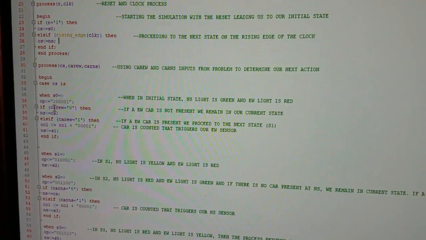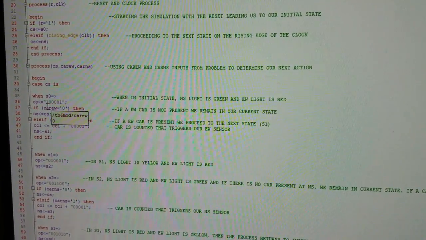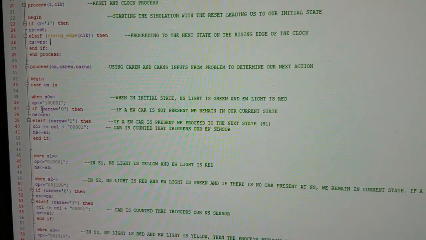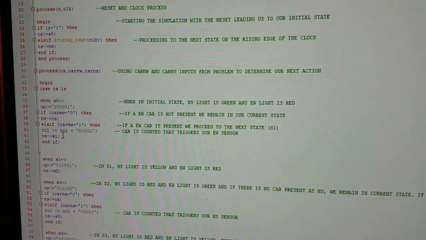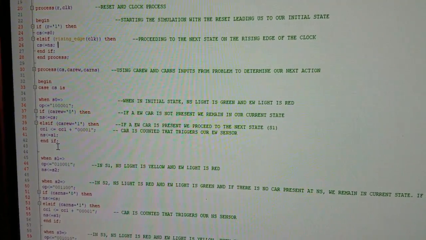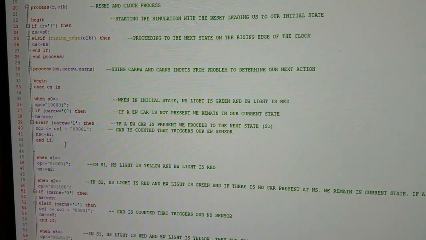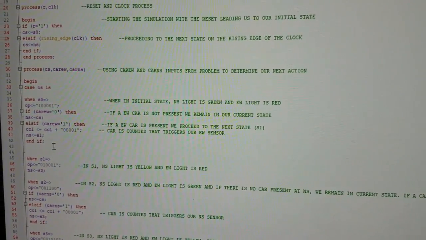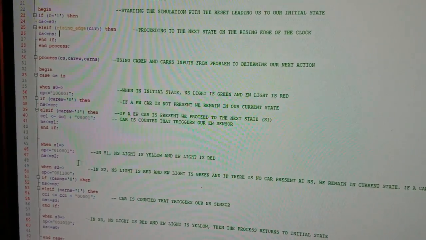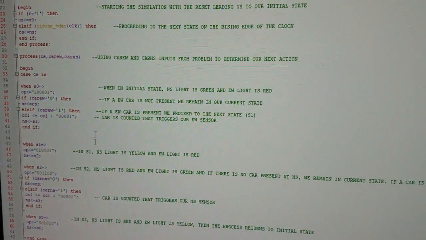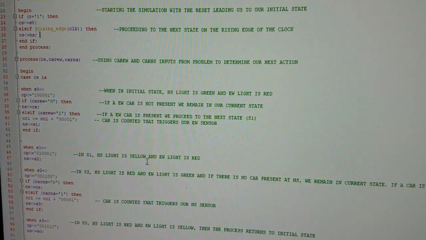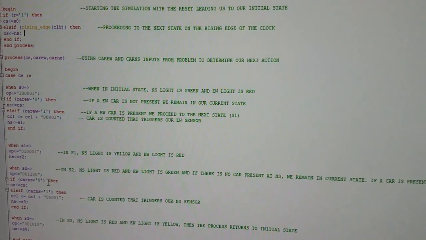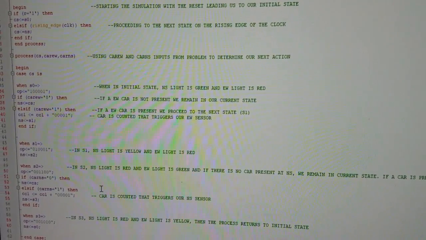So in our initial state, our output is 100001, which means the north-south light is green and the east-west light is red. If there's no car in the east-west, then we continue to be in our state. We allow cars to continue to pass through the north-south lane. If a car is present, then we will count that car first, and then we will move on to state 1, in which the light would change to yellow, the east-west light will remain red, and then we will move on to the north-south light being red and the east-west light being green.